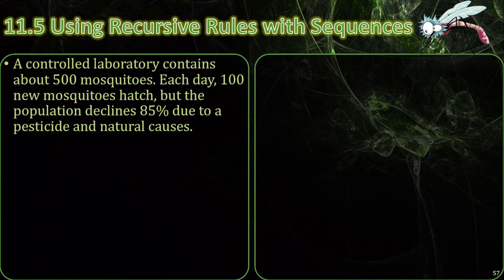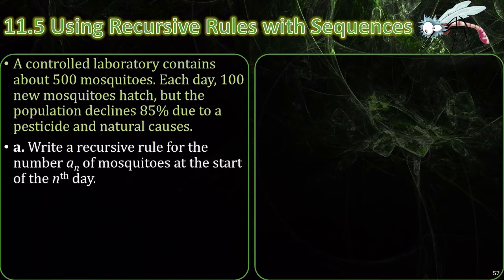Let's try a problem here. A controlled laboratory contains about 500 mosquitoes. Each day 100 new mosquitoes hatch, but the population declines by 85% due to a pesticide and natural causes. Write a recursive rule for the number of mosquitoes at the start of the nth day. Well, what happens every day? So every day we add 100, but the population declines by 85%. If it declines 85%, we still have 15%.